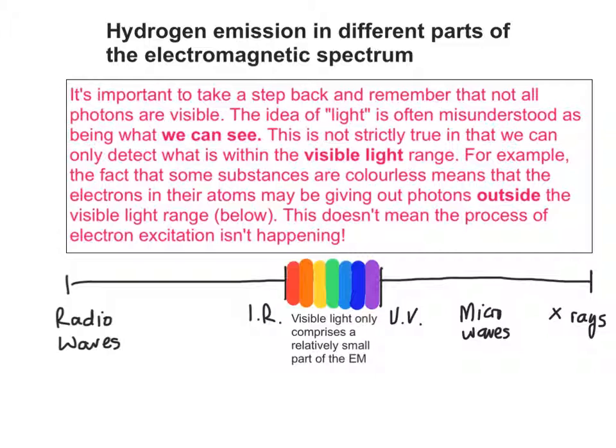It's important to remember that not all photons can be seen. Light's often misunderstood. It's really just part of the greater electromagnetic spectrum. If a substance is colourless, for example, it means the electrons in that substance's atoms may be giving out photons just like we've talked about, but those photons would be outside the visible light range, or their energy would be outside the visible light range. It doesn't mean that electron excitation isn't happening.